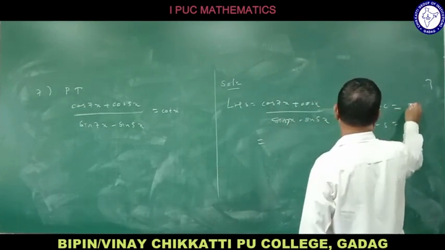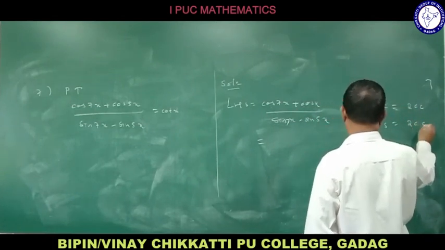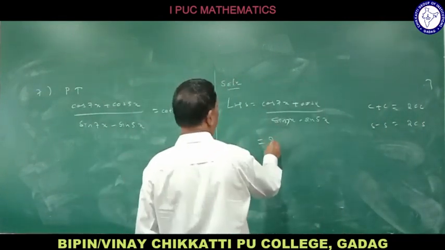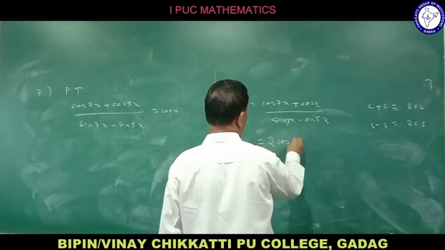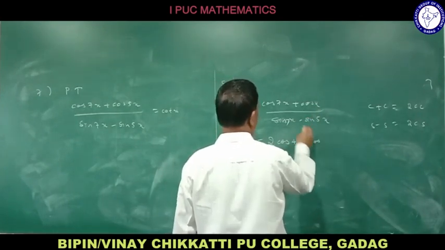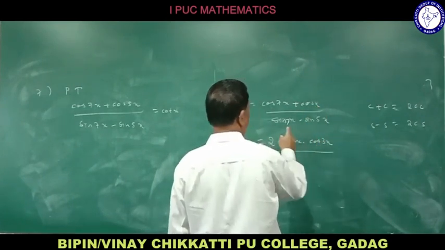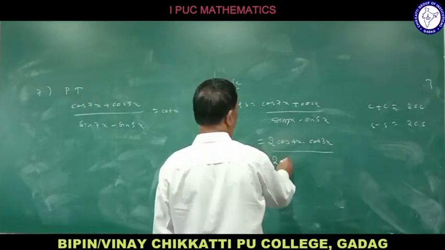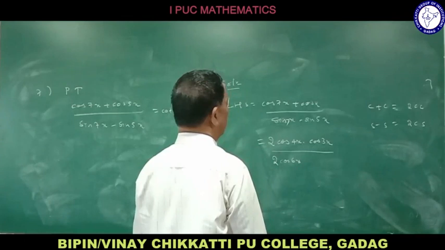So C plus C means 2 cos C, S minus S is 2 cos S. Now accordingly, 2 cos of (7x plus x) by 2, that is 4x, into cos of (7x minus x) by 2, that is 3x, divided by 2 cos of (7 plus 5) by 2, that means cos of 6x.